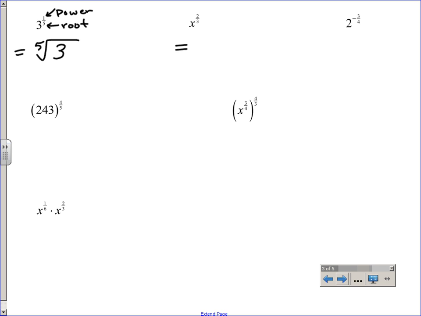Next problem, again, power over root. So 3 is the root, it's an x, and it's being raised to the second.